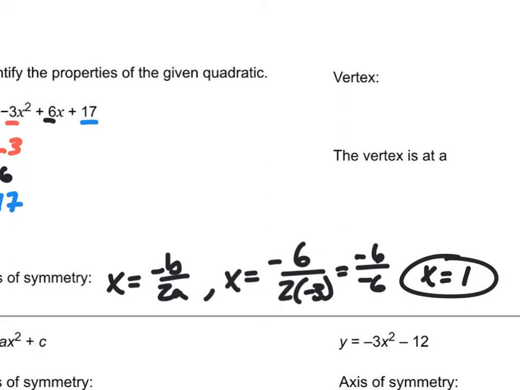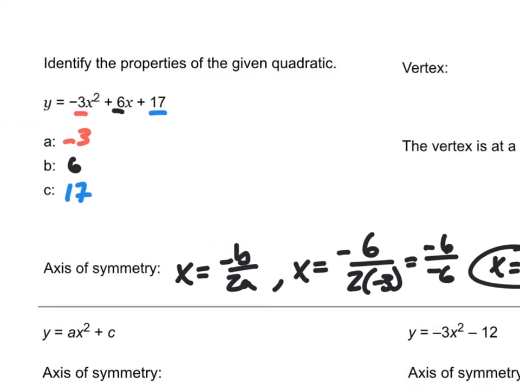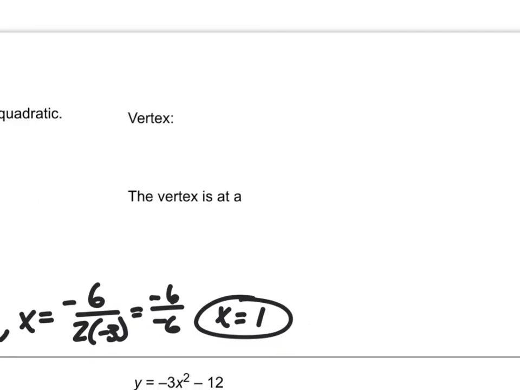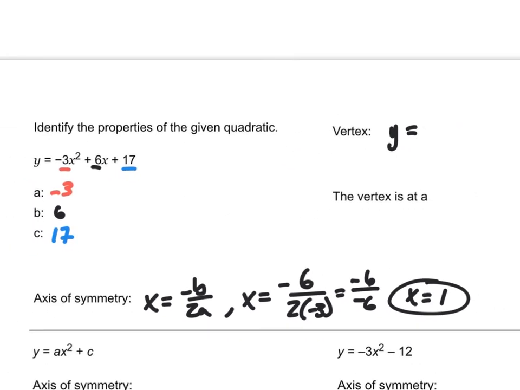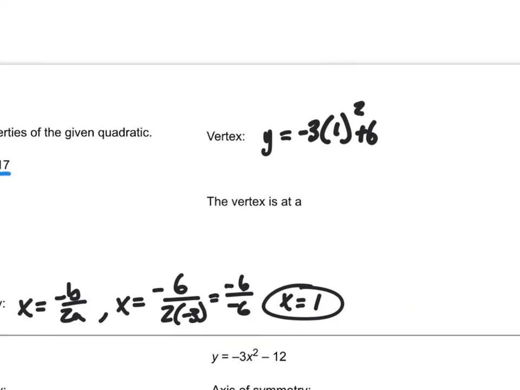And then it wants us to find the vertex. If it wants me to find the vertex, then I need to take this value of x equals 1 and plug that into the function, and that's what's going to give us the y value. So our vertex, y is equal to -3 times 1 squared plus 6 times 1 plus 17.